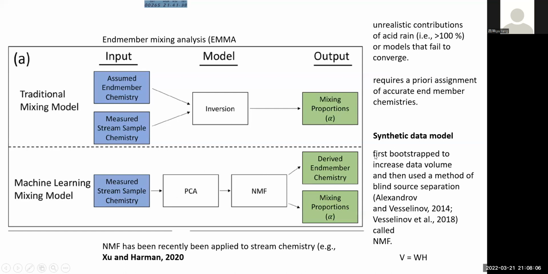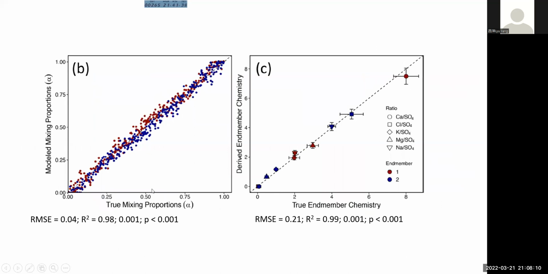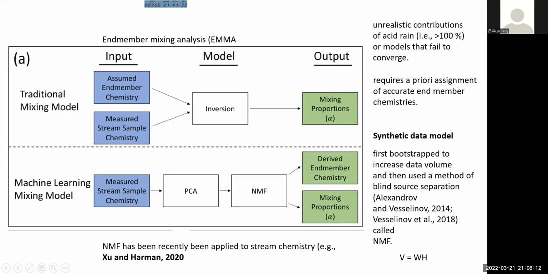Since the sample or training data are often few in number, first a bootstrapping is done to increase the data volume, and then blind source separation is done. NMF is one form of blind source separation. From that, we get these outputs: first, the derived end member chemistry, and the mixing proportion, in which proportion they are mixed.